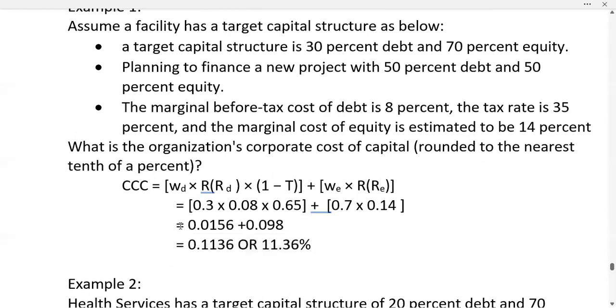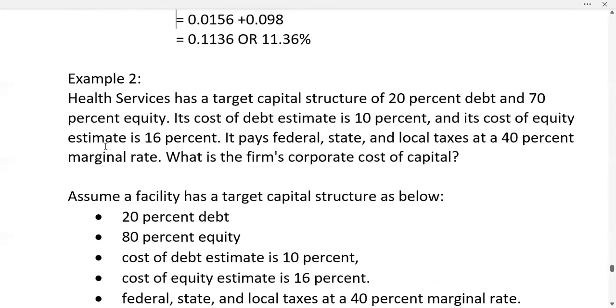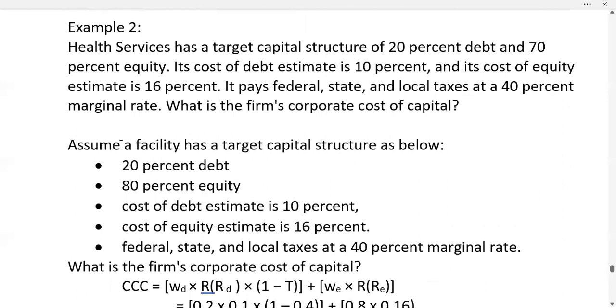Okay, let's take a look at another example. A health services organization has a target capital structure of 20% debt and 70% equity. Its cost of debt estimate is 10%, and its cost of equity estimate is 16%. It pays federal, state, and local taxes at a 40% marginal rate. What is the firm's corporate cost of capital?